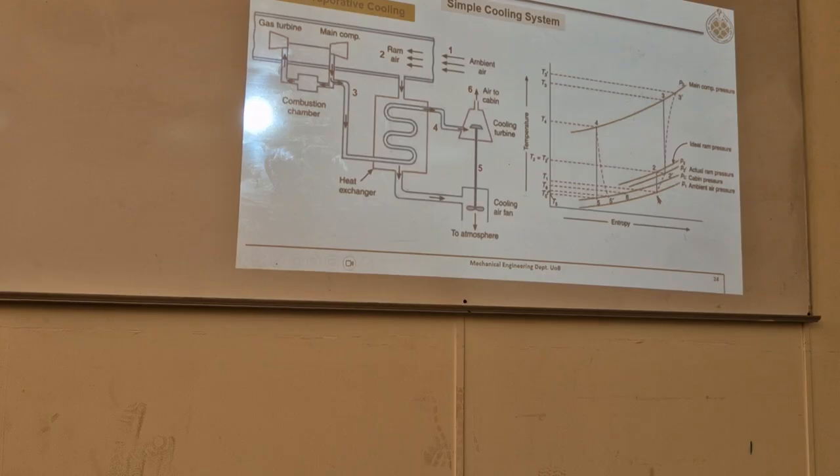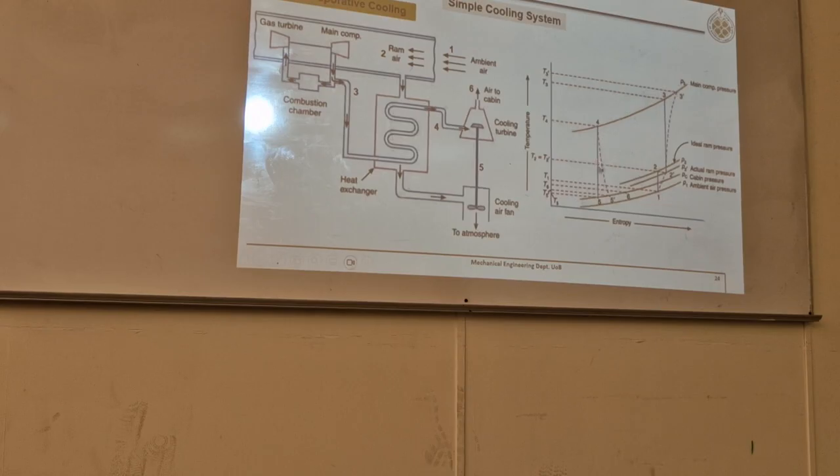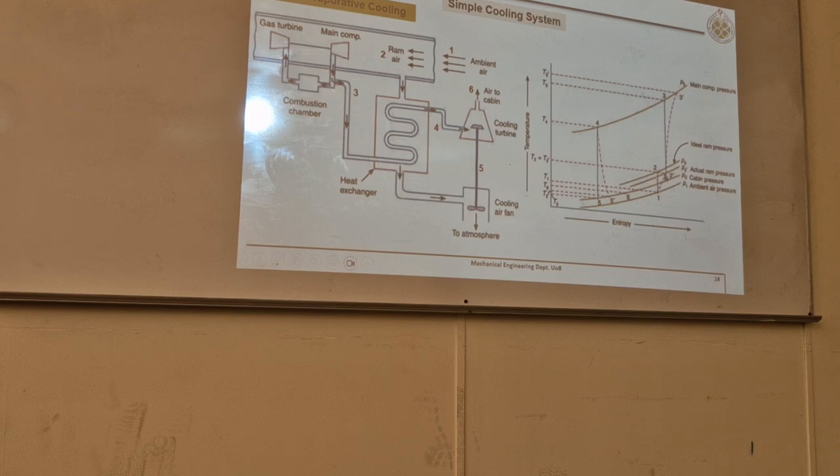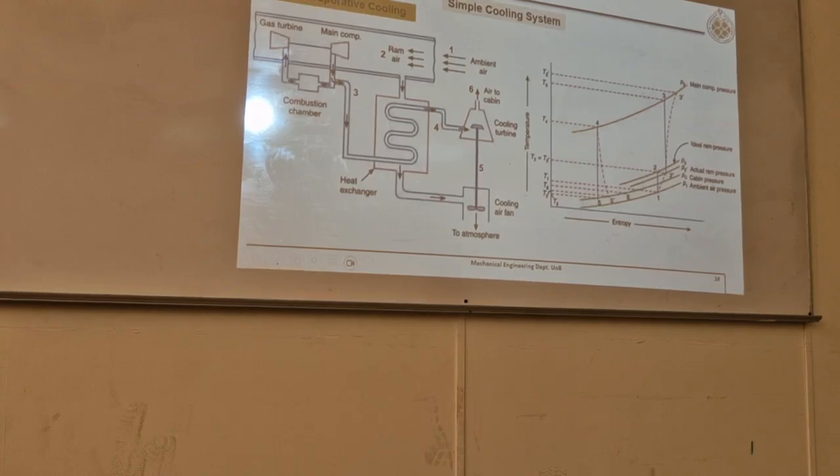And here you see isentropic and non-isentropic changes in the compressor and the turbine. What is this? 1 to 2, diffuser. Okay. For turbine and compressor, how do we define isentropic efficiencies?